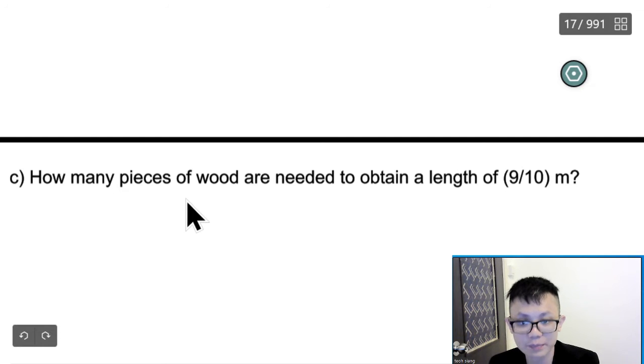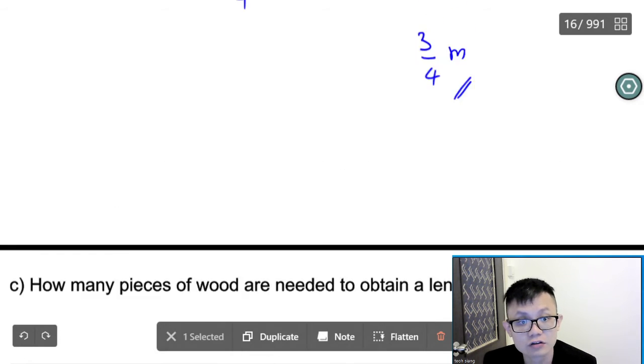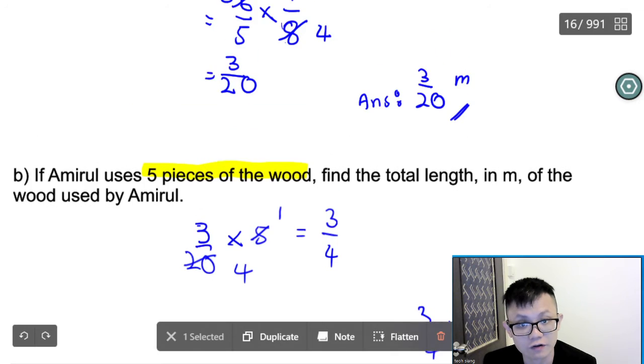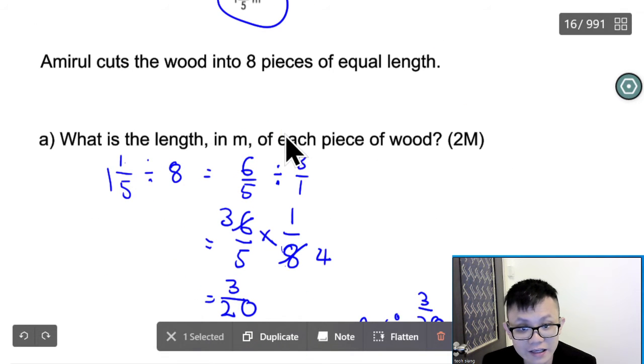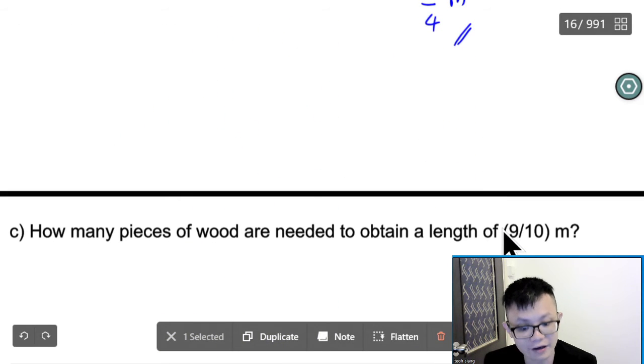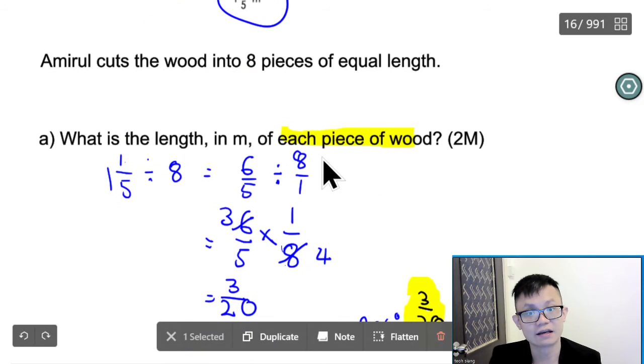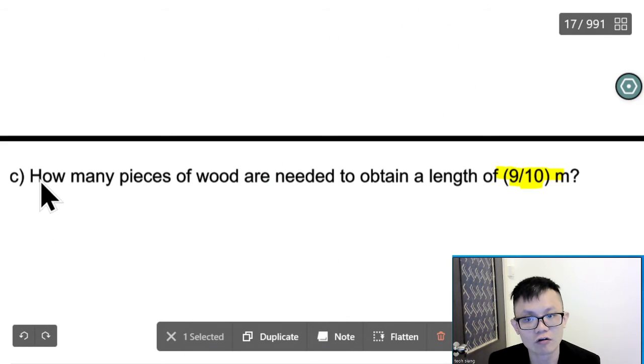How many pieces of wood are needed to obtain the length of 9 over 10 meter? This one you try to do. But before we know how many pieces are needed to make this length, we need to know how much one piece is. We already know 5 pieces is 3 over 4. Each piece of wood is 3 over 20. So basically, I just need to use 9 over 10 divided by 3 over 20, correct or not? Because this one is one piece, and this one is to say how many pieces.